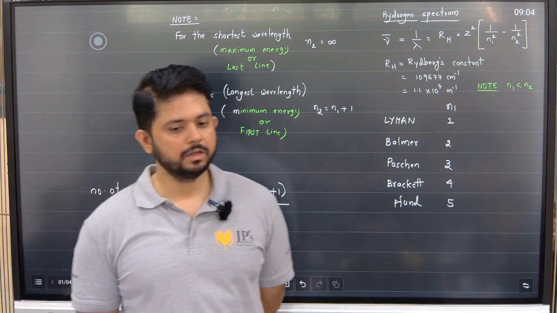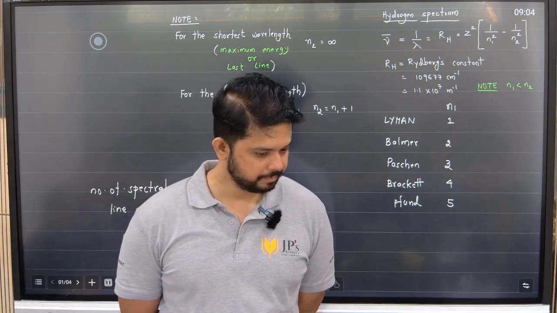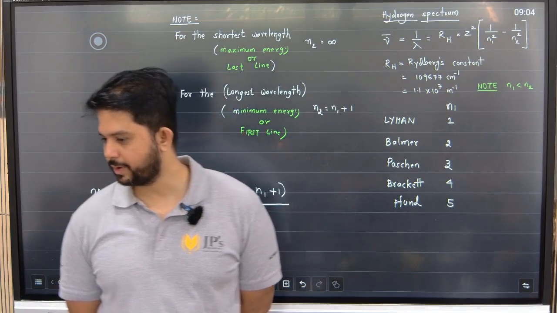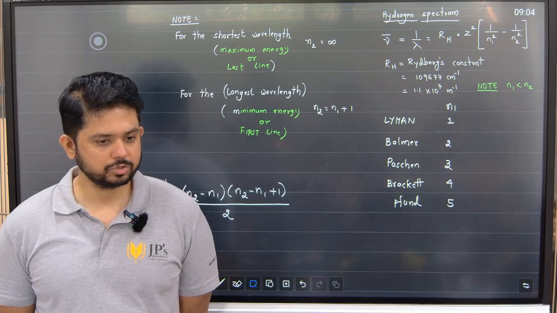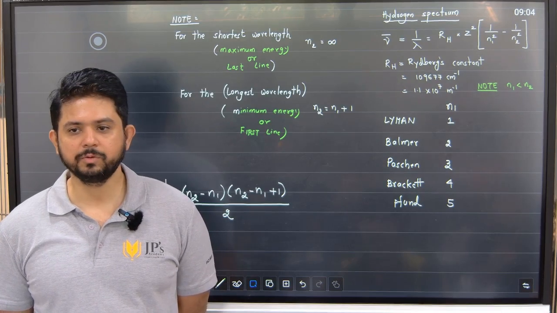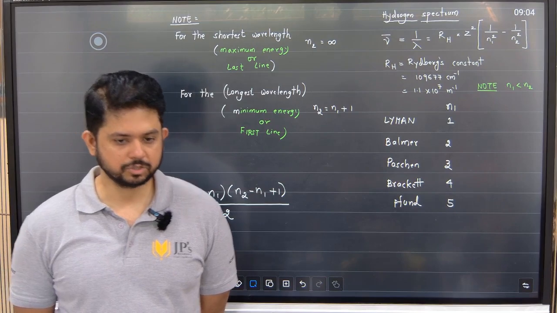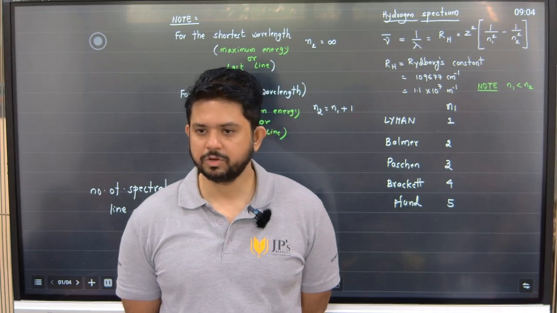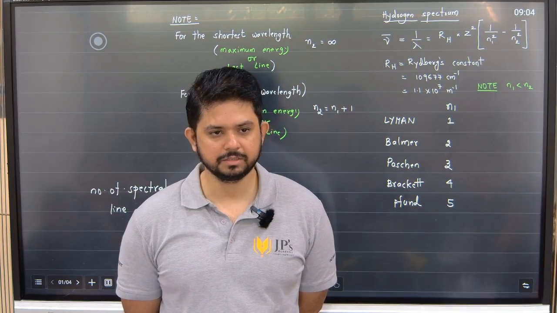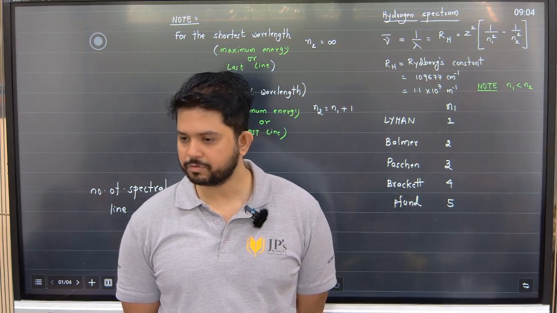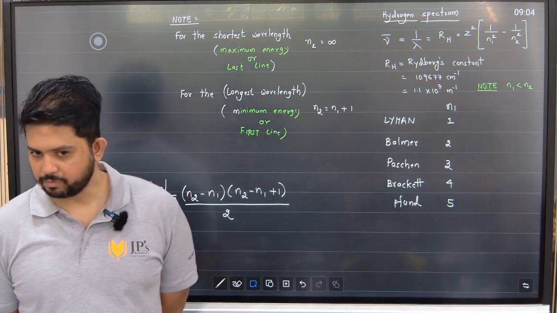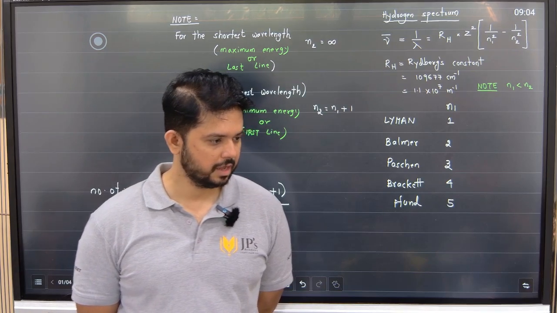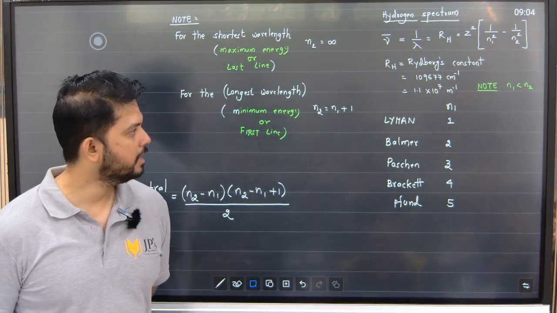1 by lambda is equal to RH into Z square, 1 upon N1 square minus 1 upon N2 squared. What is RH, people, over here? Rydberg's constant. And what was the value of Rydberg's constant? 109677 centimeter inverse, or in terms of meters it is 1.1 into 10 raised to 7. Okay, ahead there is a small note here.